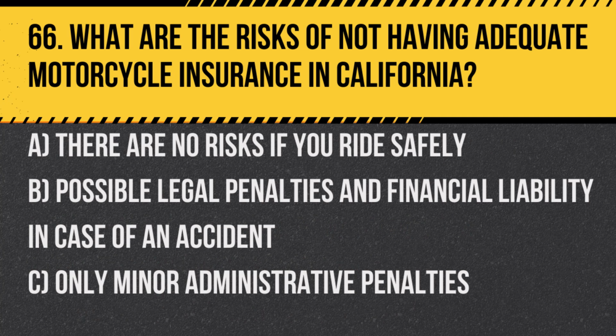Question 66. What are the risks of not having adequate motorcycle insurance in California? A. There are no risks if you ride safely. B. Possible legal penalties and financial liability in case of an accident. C. Only minor administrative penalties.